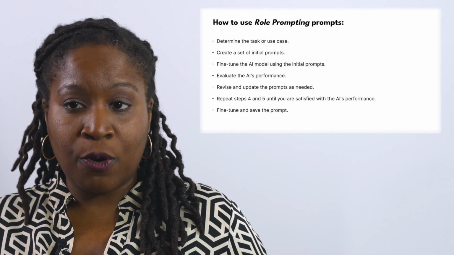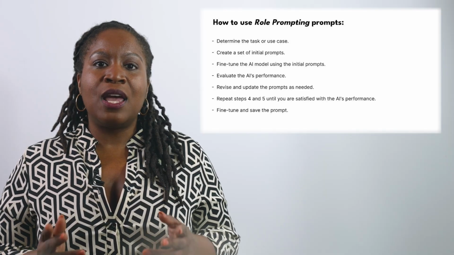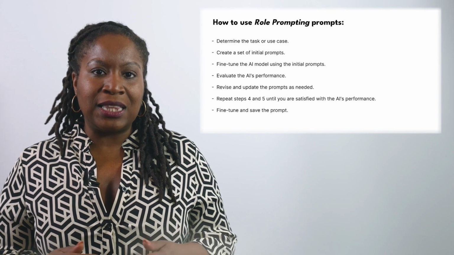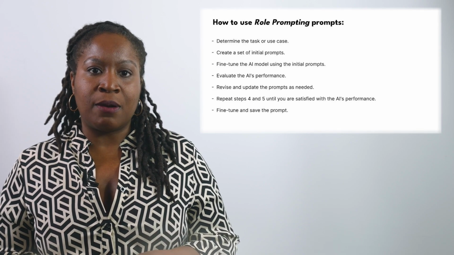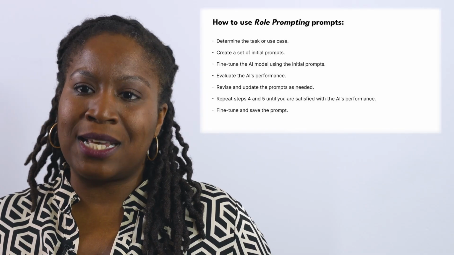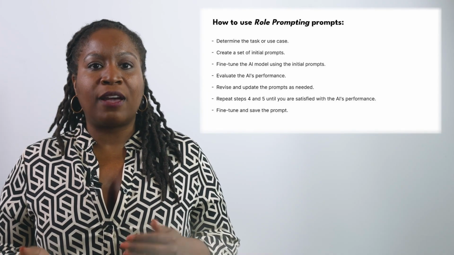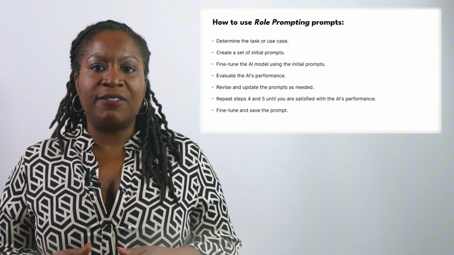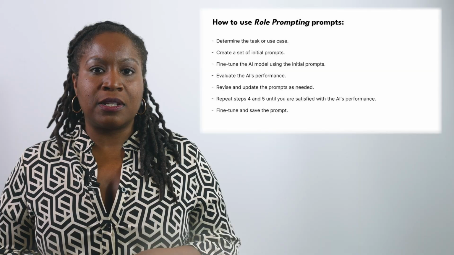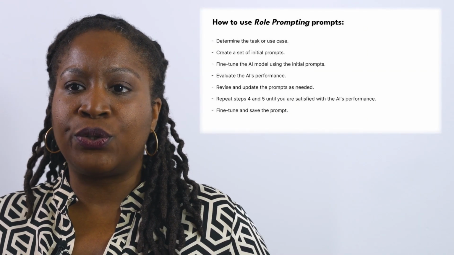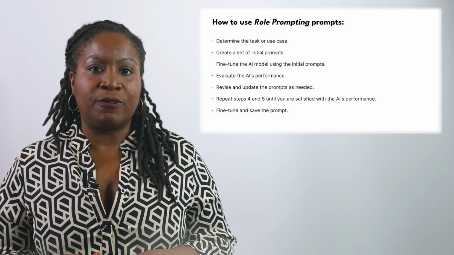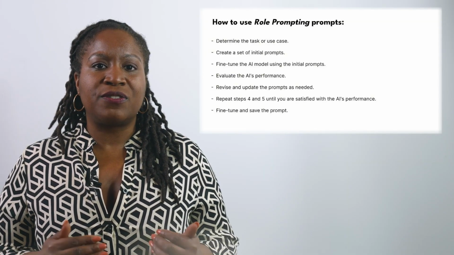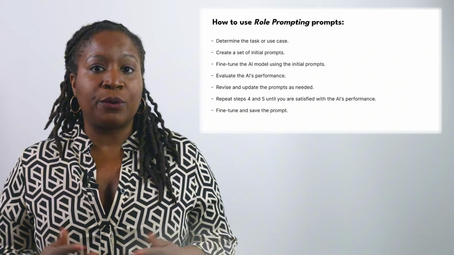Evaluate the AI's performance by having it generate text based on the prompts. Look for any errors or inconsistencies in the generated text and make note of them. Revise and update the prompts as needed. Incorporate feedback from the AI's performance and test the revised prompts to see if they improve the AI's performance. Repeat steps 4 and 5 until you are satisfied with the AI's performance. Once you are satisfied with the performance, use the prompts to fine-tune the AI model further with more data.